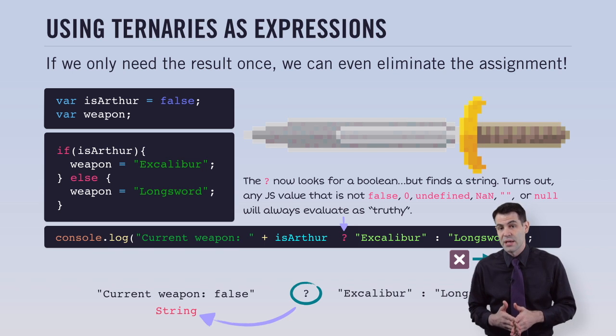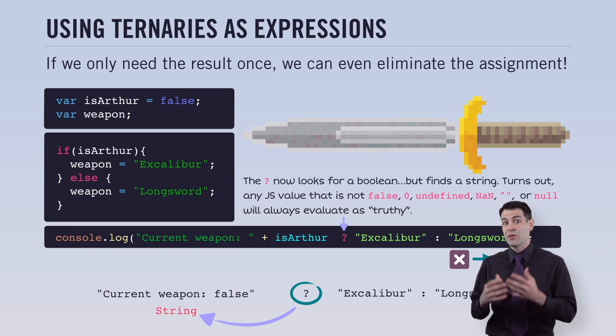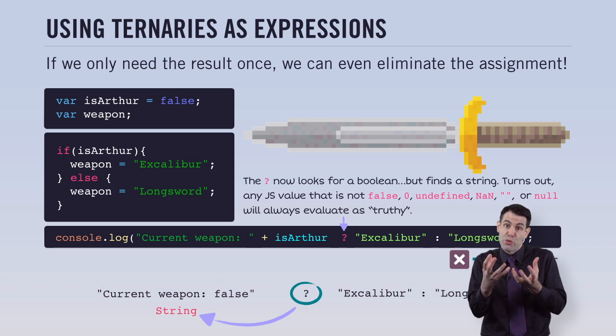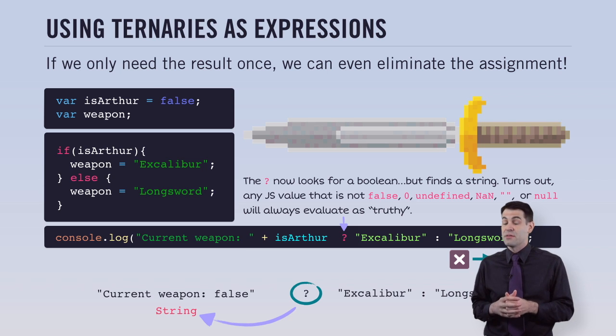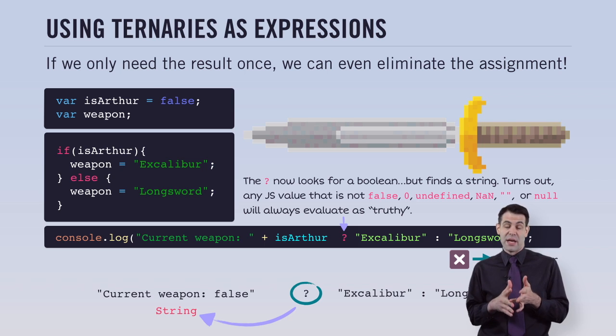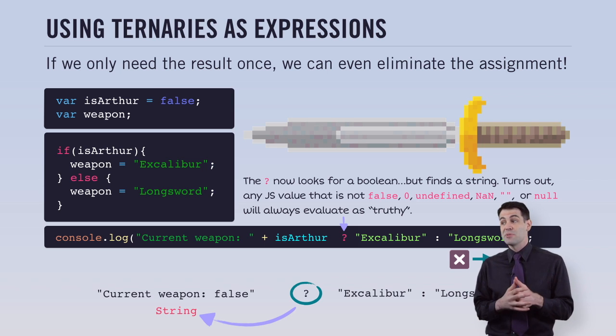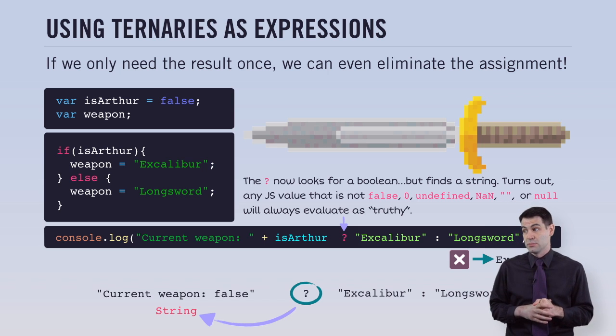Well, it turns out that in JavaScript, any value will evaluate to truthiness if it is not one of the falsy values. The falsy values are false, 0, undefined, not a number, the empty string, or null. So in this case, the question mark looks at that string and says, truthy value, so I'm going to take the left-hand side of our ternary conditional.